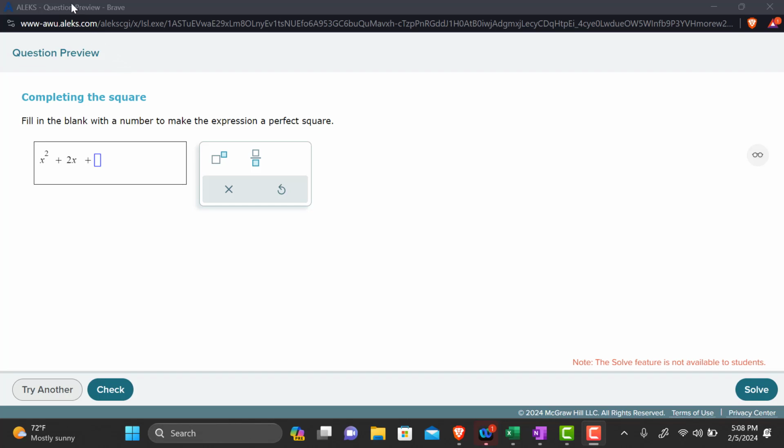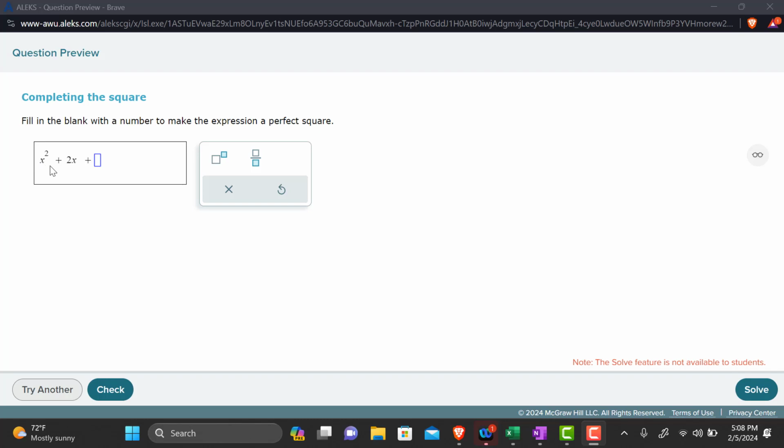All right, welcome back for problems starting at 7. So we're starting at 7. Getting right into it, it says fill in the blank with a number to make the expression a perfect square. And if we forgot, what does it mean to be a perfect square? We'll talk about that again in a second. And so we'll do two examples of this.